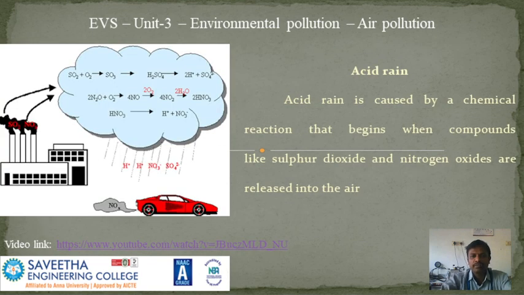Acid rain is caused by a chemical reaction that begins when compounds like sulfur dioxide and nitrogen oxide are released in the air. In the picture we can see that sulfur dioxide and nitrogen oxide are released into the air, and sulfur dioxide on reaction with oxygen forms SO3. H2SO4 gives 2H+ and SO4 2-, and nitrogen oxide reacts with oxygen to form nitrogen monoxide, then with more oxygen it forms nitrogen dioxide, and finally it forms nitric acid.